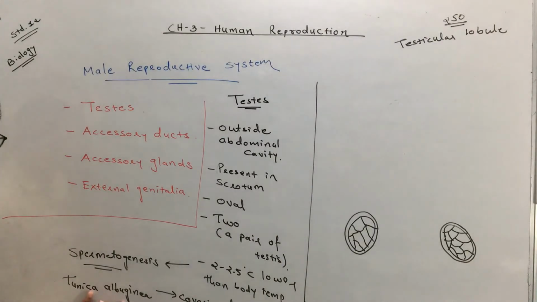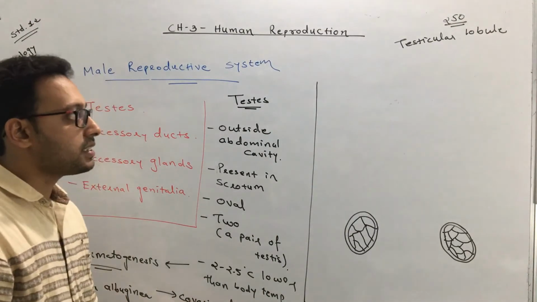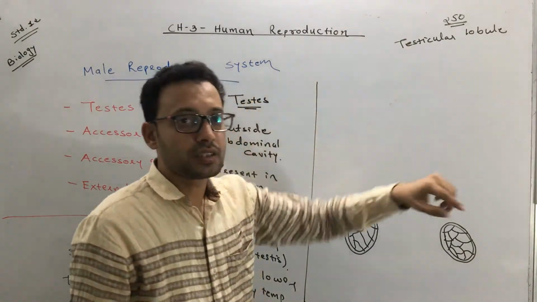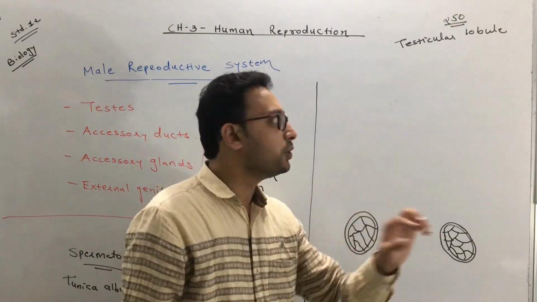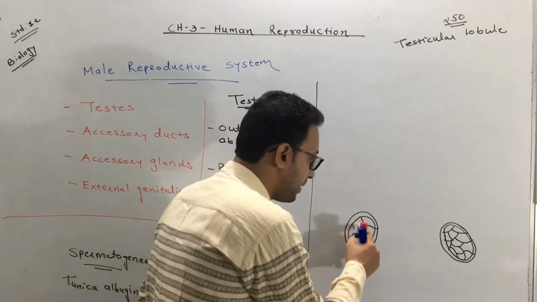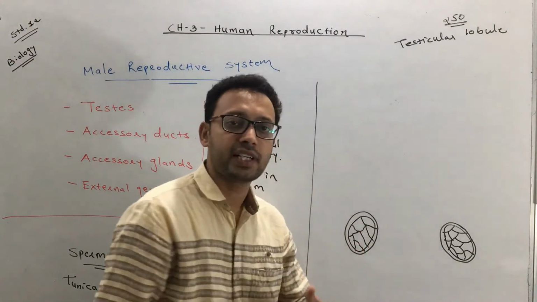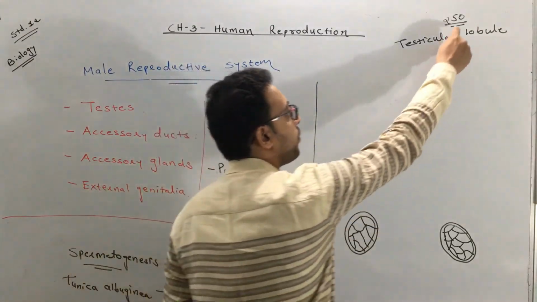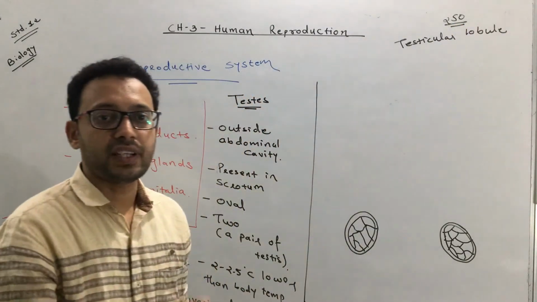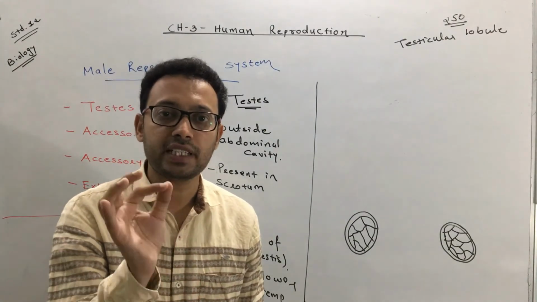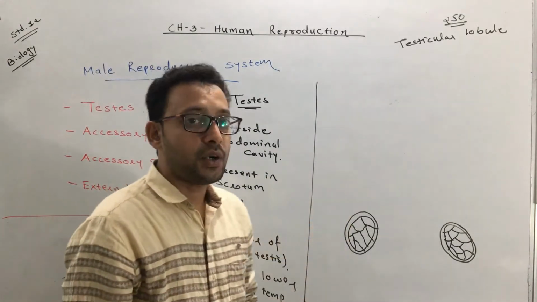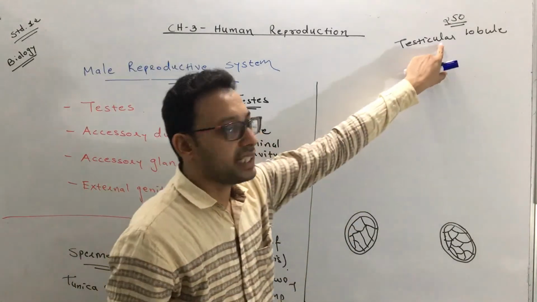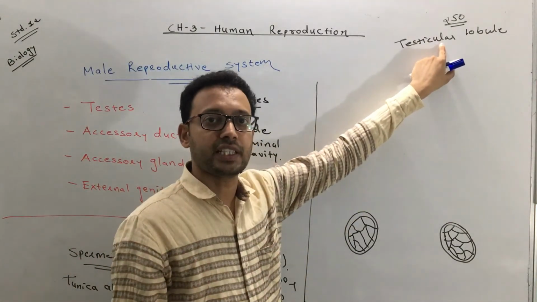Okay. So again, to repeat, each testis is covered by its own covering. The name of this covering is Tunica Albuginea. It forms a covering of this testis and extends inwards, forming many lobules, lobe-like structures, compartments. You can see the different compartments, which we call lobes. How many lobules are formed in each testis? 250 testicular lobules are formed in each testis. Okay, and that is formed by the separations. Now each testis possesses 250 testicular lobules.